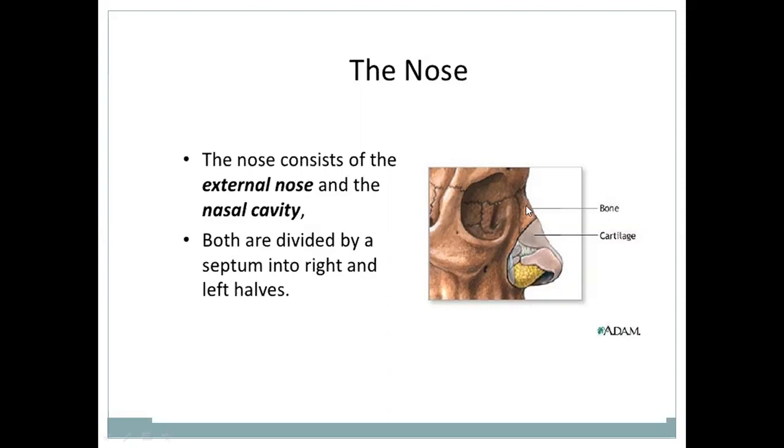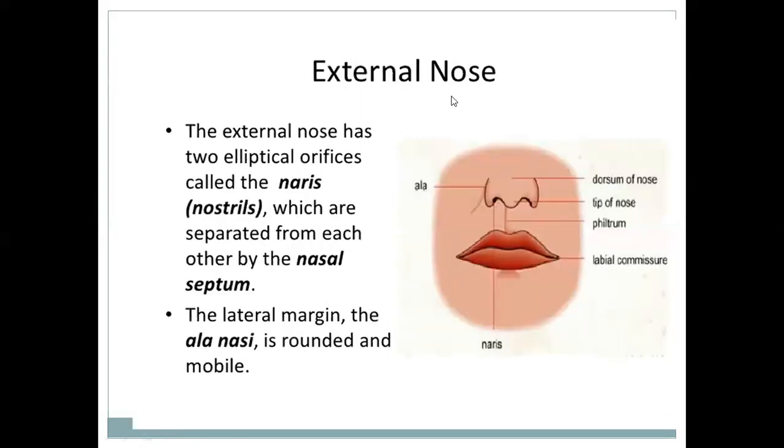So the nose actually comprises bones and cartilage, and this cartilage is hyaline cartilage. Both sides are divided by a septum. There is a septum in between which divides the nasal cavity into the right and left nasal halves. This is the external nose. The external nose has two elliptical orifices, the nares or nostrils. These are the anterior nostrils. This is the columella of the nose, and the nostrils are separated from each other by the nasal septum.